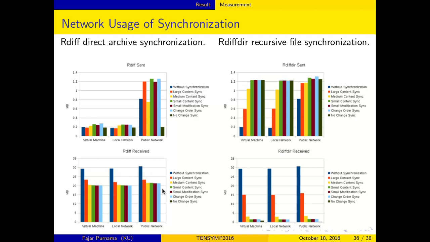We can only hypothesize that rdiff cannot accurately measure the difference between the old file and the new file of the archive, because it doesn't dive directly inside the archive, while rdiff-dir goes inside the backup archive or backup file, and synchronizes each file within the backup archive recursively, and so it can more accurately calculate the difference between the old and the new file.